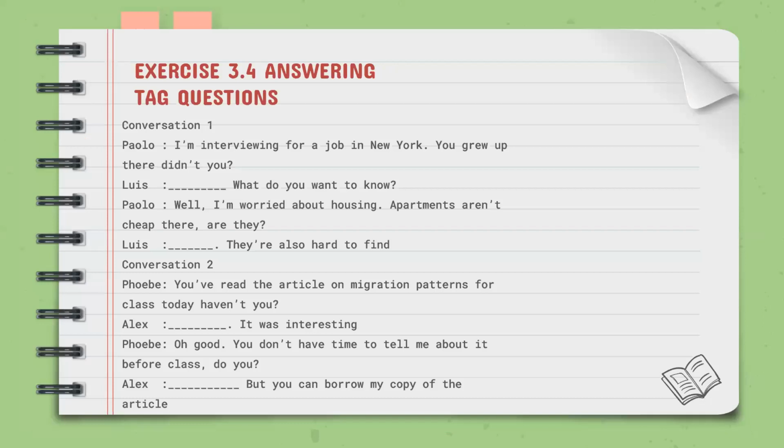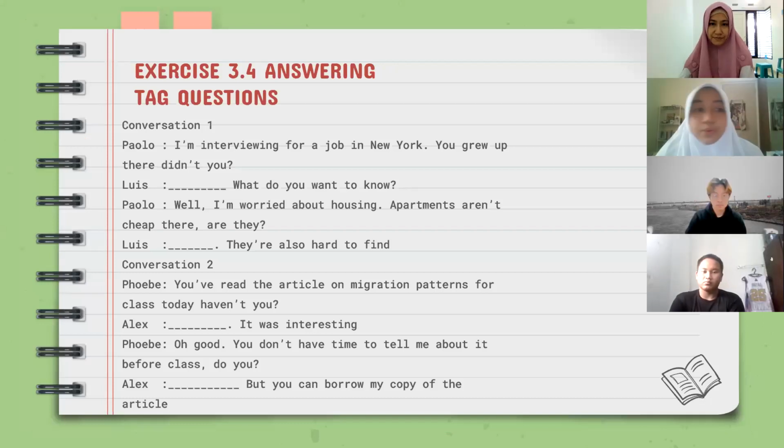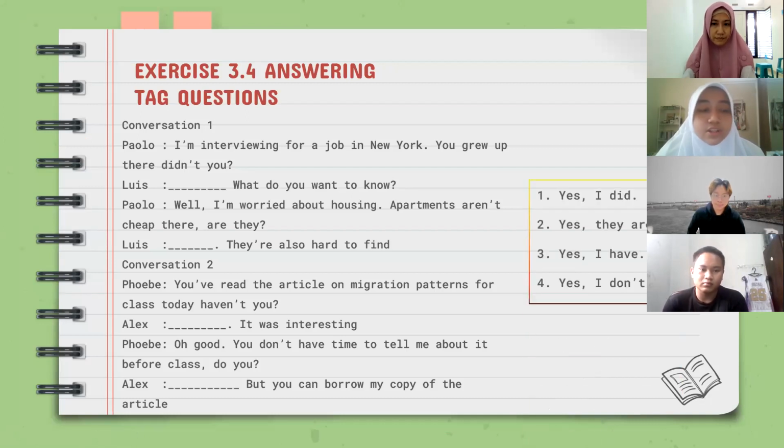And that's all for exercise 3.3. We're moving on to exercise 3.4. There are going to be 4 conversations between people. So we're just going to begin with the first conversation between Paulo and Luis.